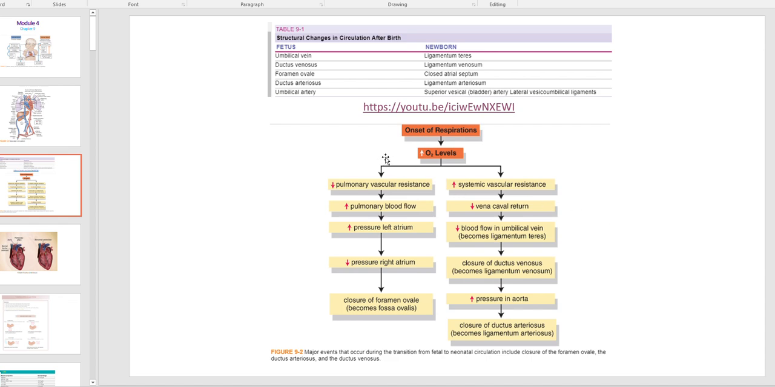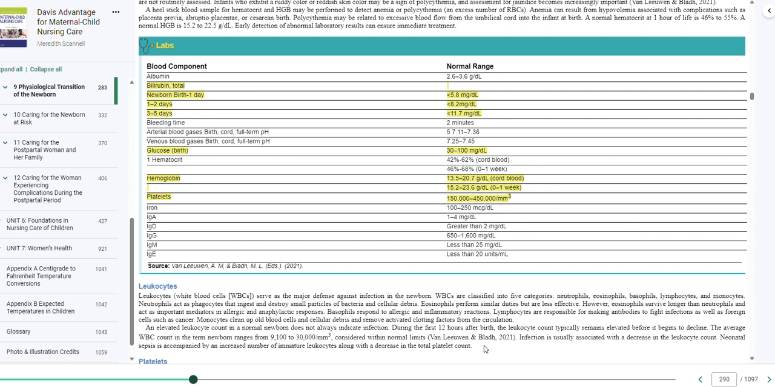Moving along, this is just talking about the respirations, the onset of respirations, what actually happens. And this is in your book on figure 9.2, and that is on page 286. Okay, just going back a little bit. All right, now we're going to move forward to page 291.